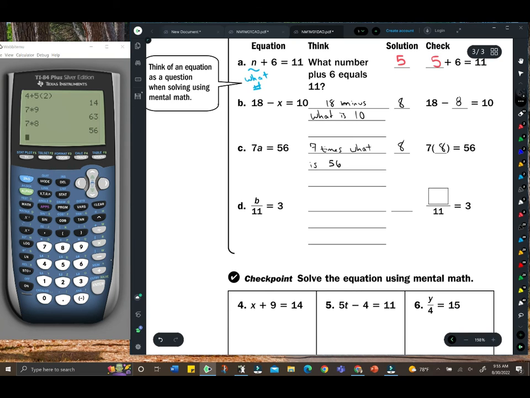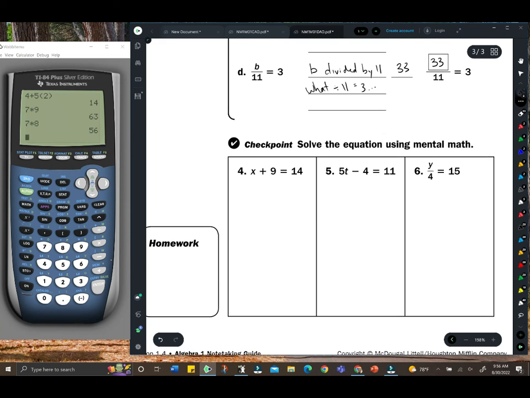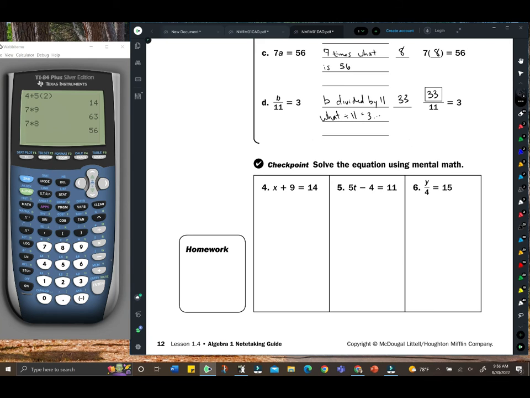7 times 8. And b divided by 11 equals 3. So what divided by 11 equals 3? Well, 33 divided by 11 equals 3. So that would be your solution there. Okay. Try using mental math and solve these ones. What plus 9 is 14? Well, 5 plus 9 is 14. So 5 is the solution.